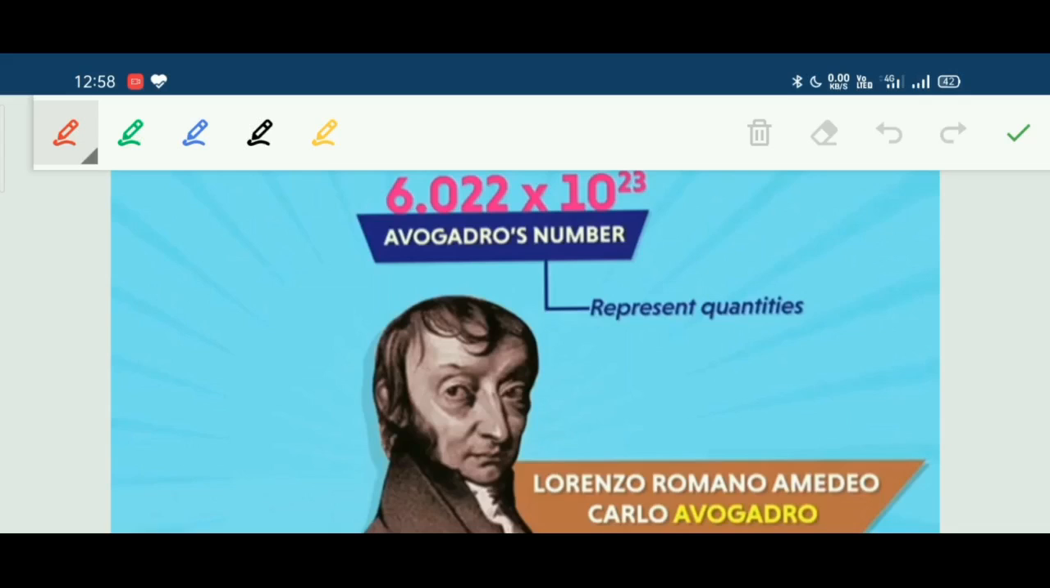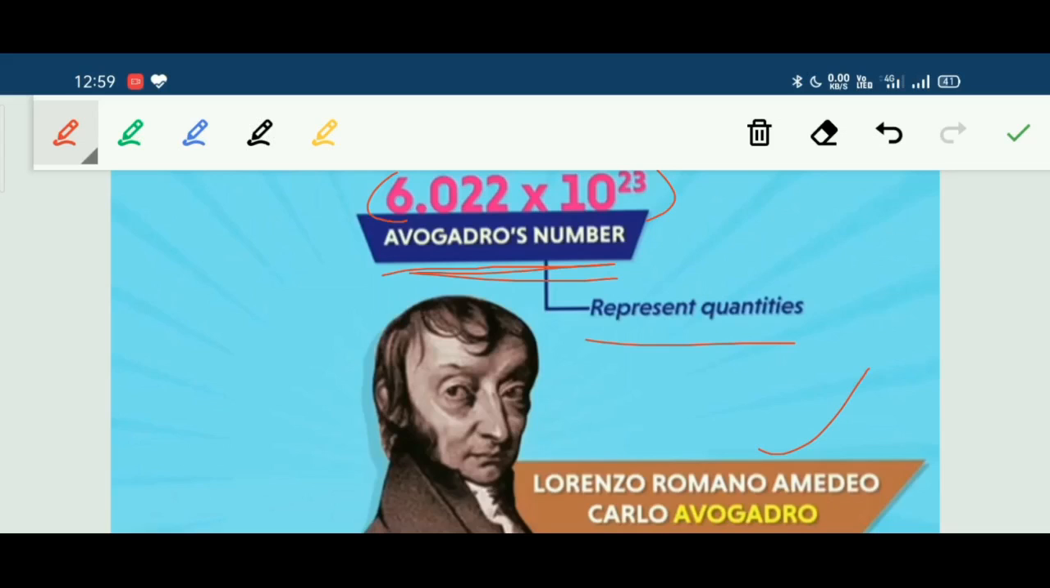Now students, the number 6.022 × 10^23 is also known as Avogadro's number, in honor of the scientist Lorenzo Romano Amedeo Carlo Avogadro. This number is used to represent quantities similar to dozen and pair. We know that 1 dozen means 12, 1 pair means 2. Similarly, Avogadro's number means 6.022 × 10^23.